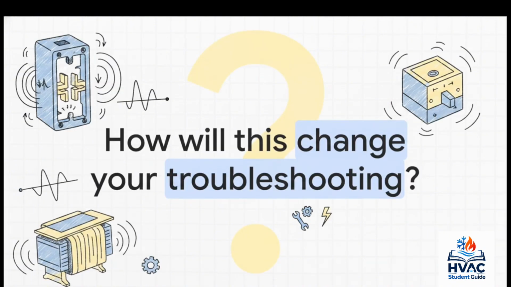We've gone all the way from the abstract theory of electrons zooming around to the physical contactors clacking shut on a residential AC unit. So I'll leave you with this to ponder. The next time you're standing in front of a struggling piece of equipment, how will visualizing these invisible, pushing and pulling magnetic fields actually change the way you troubleshoot that contactor, that transformer, or that relay? Keep that in mind, and you won't just be a parts changer, you'll truly understand the system.